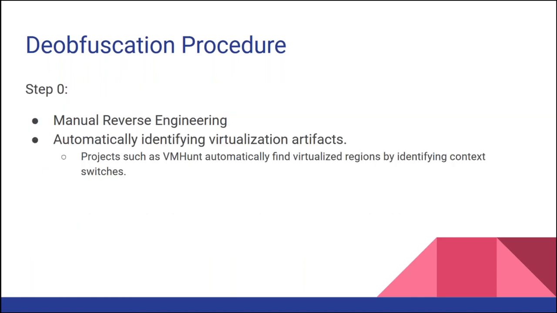The first step requires you to manually reverse engineer the binary in order to identify whether a virtualized routine is present or not. Obviously, this requires some experience handling and reverse engineering virtualized code. There are some projects that attempt to do this automatically, such as VMHunt, for example, but they are not generic. What they generally do is look for artifacts of known virtualization solution providers. So they are pretty simple to circumvent by just designing your VM so that those artifacts are not present.